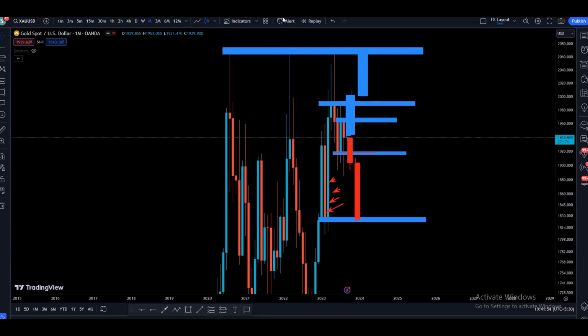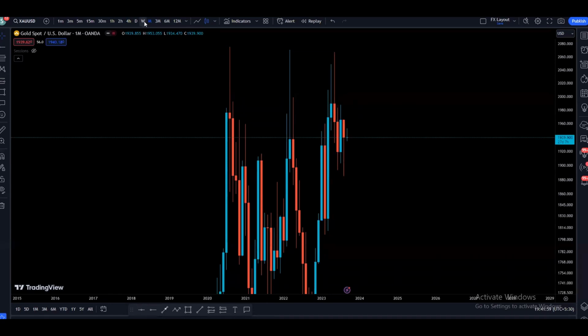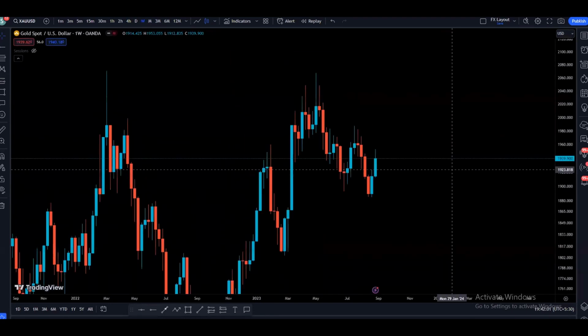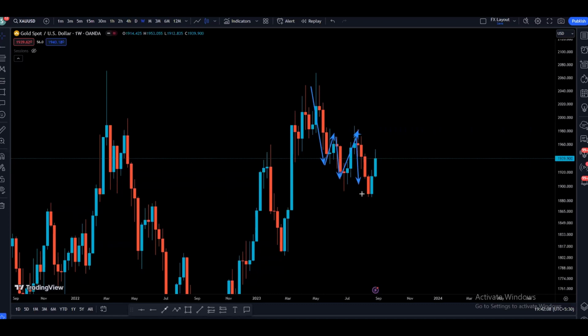Now let's go to weekly time frame to see what is happening. On the weekly time frame, as we can see, the price is making lower lows and lower highs: lower low, lower high, lower low, lower high, lower low. And right now the price is right into these resistance areas. So if we create a resistance, then there is a pretty high probability price may come down to retest the previous low created by the price. So that is something on the weekly time frame.